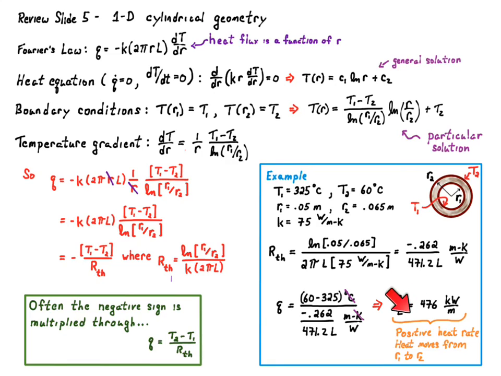And the positive heat rate indicates that heat is moving from R1 to R2. And this is, again, the way we've defined our coordinate system, the way we've defined our direction of the heat vector. So again, you want to make sure that that makes sense to you in terms of how we're utilizing and handling the minus signs and how we are designating the particular directions. So that finishes up this review of heat transfer through a 1D cylindrical geometry.